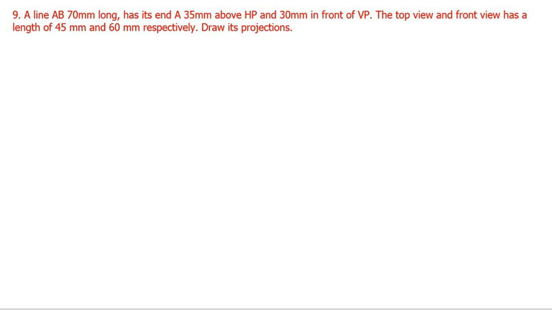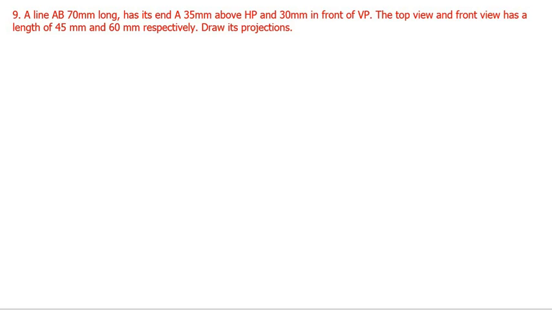So here the length of the line, that is the true length of the line, is given as 70 mm and end A is 35 mm above HP and the same point A is 30 mm in front of VP. Then they have given the top view and front view length, that is the top view is 45 mm and the front view is 60 mm. So with this data we have to draw the projection of this particular straight line. So let us start the problem.